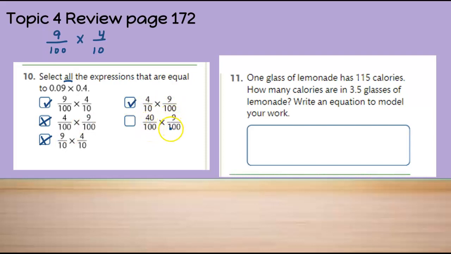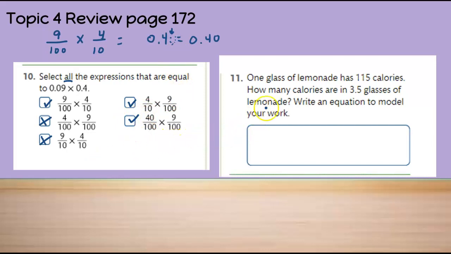40/100ths and 9/100ths. So once again, you've got 4/10ths. Is that an equivalent decimal to 40/100ths? It is, because there's an understood 0 right here. So this one would also be correct.